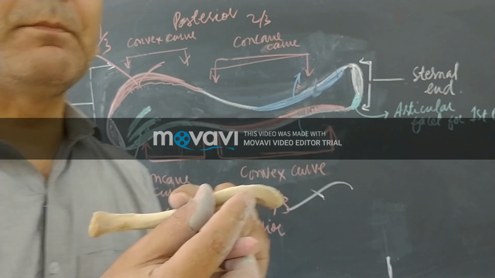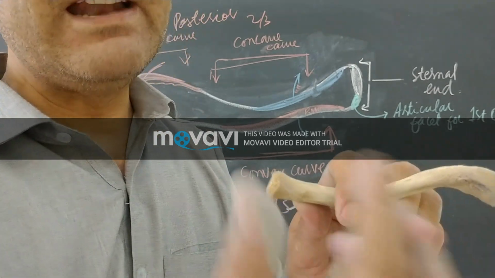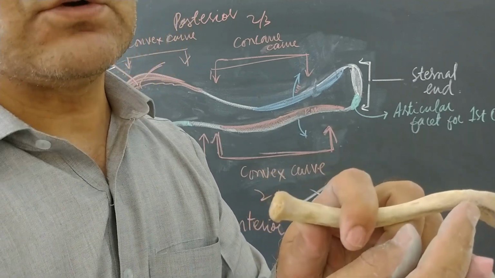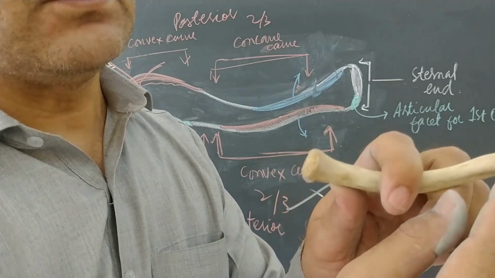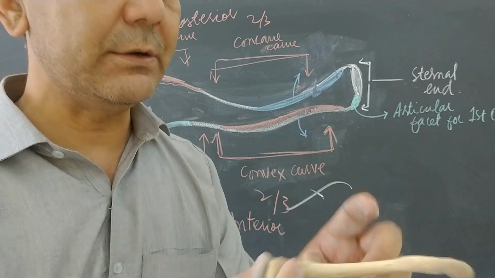Okay, now take the part in the clavicle joints. This is the conoid ligament, and this is the conoid process, the tubercle. This conoid tubercle is for the attachment of the conoid ligament.